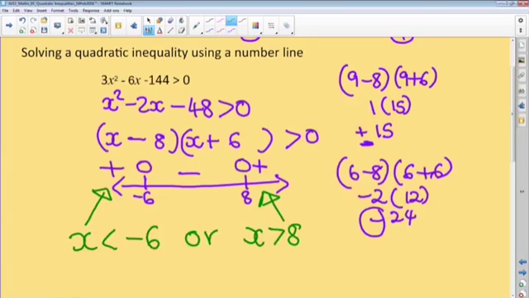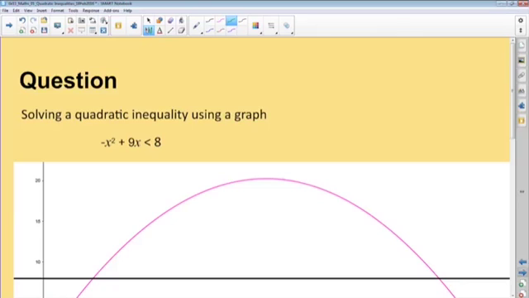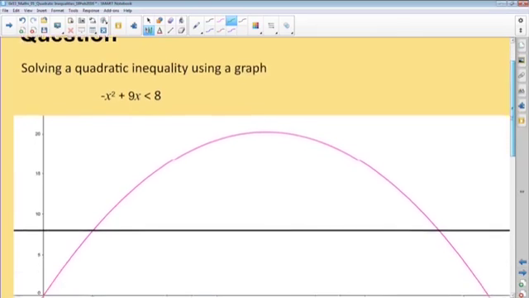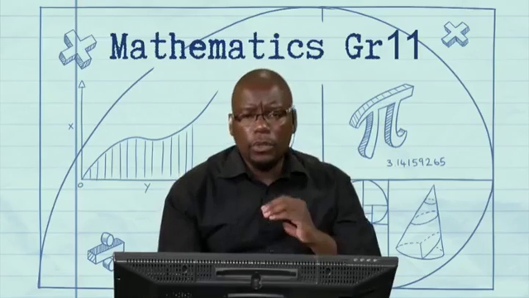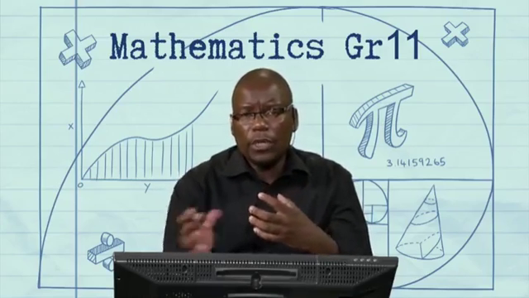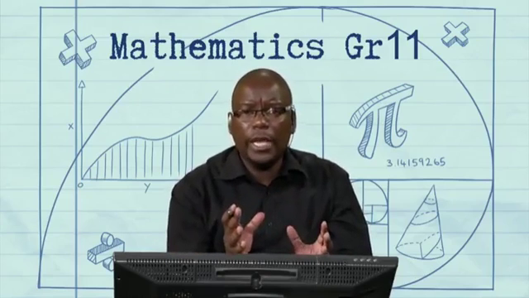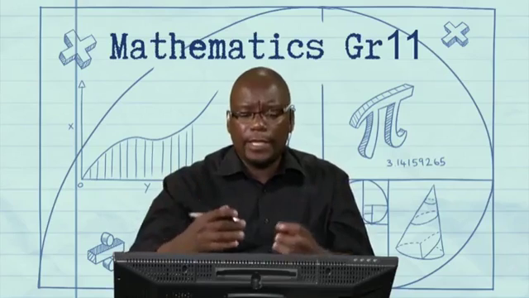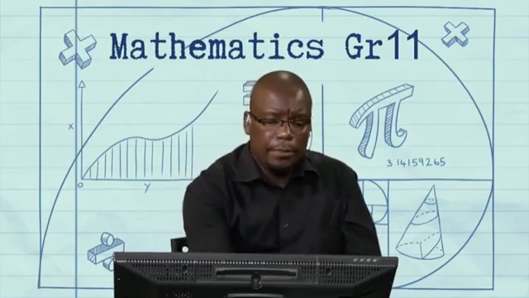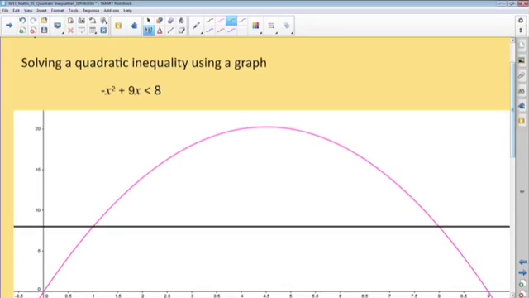Right. Now, let's try more examples, right? Now, solving a quadratic inequality using a graph. This is a very interesting one whereby you are using the quadratic functions, but you are checking where your function is below the x-axis or above the x-axis, all right? So now, we look at minus x squared plus 9x, right? This is a quadratic function, all right? And then this 8 is your linear function.